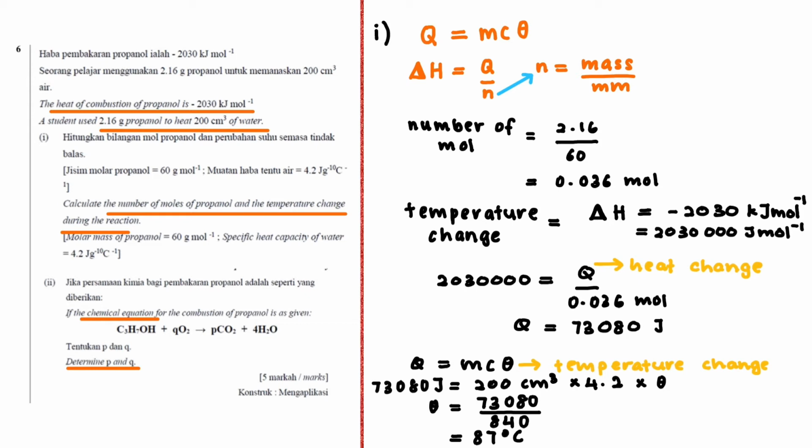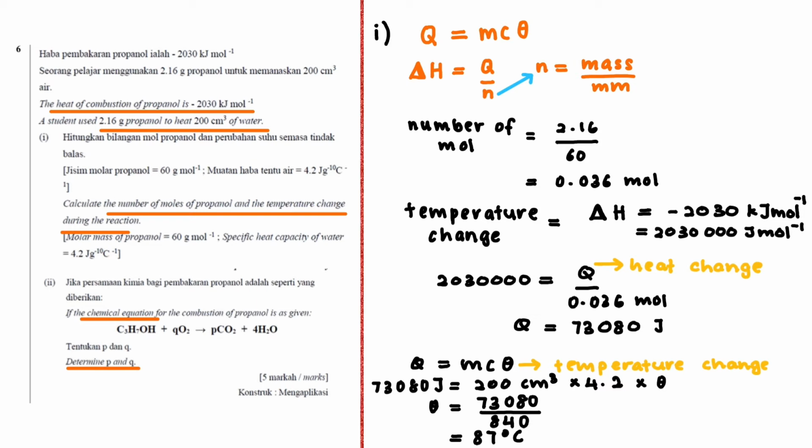Step 2. Find heat change to find temperature change. These two formulas are used. Delta H is equal to Q over n and Q is equal to mc theta. Delta H is the heat of combustion, which was given in the question. So, we can find Q from the information we have. But remember to change the unit from kilojoule per mole to joule per mole.